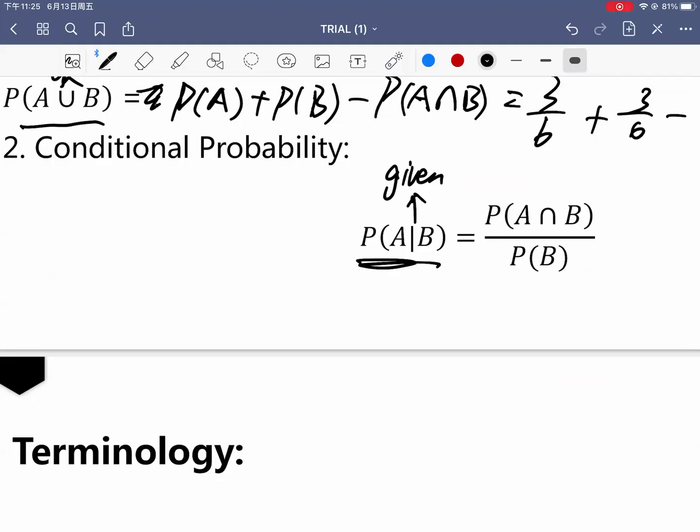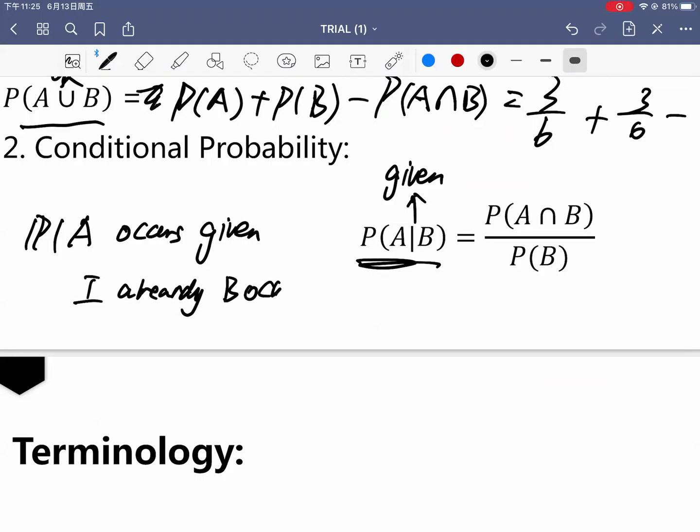So this notation just means: what's the probability of A occurring, given I already know B occurs? It's like a little bonus that you know beforehand, before predicting whether A occurs or not. The information presented to us is that B occurs, and you want to use this to get a new estimate for the probability of A occurring. The conditional probability is calculated using the intersection probability, the joint probability between A and B, divided by the probability of B.